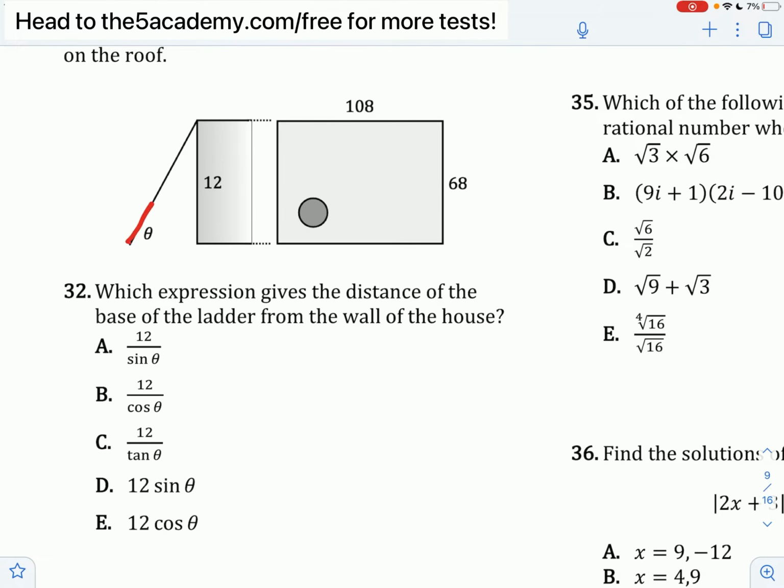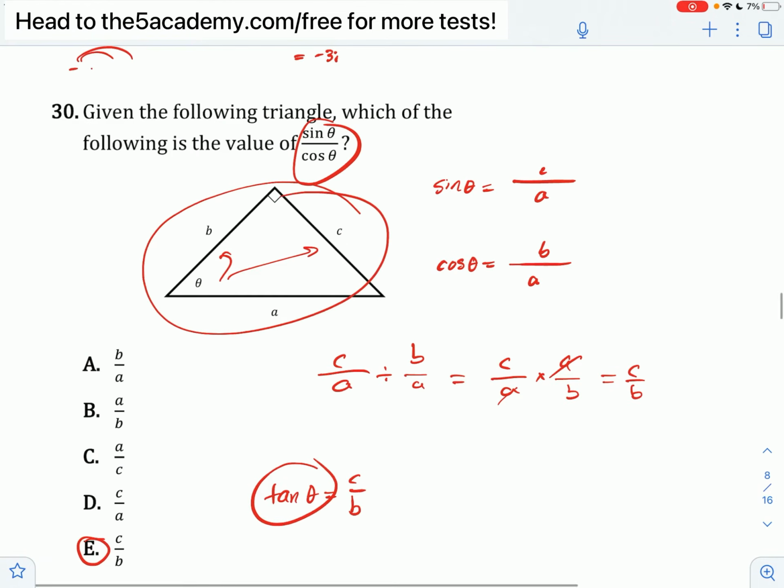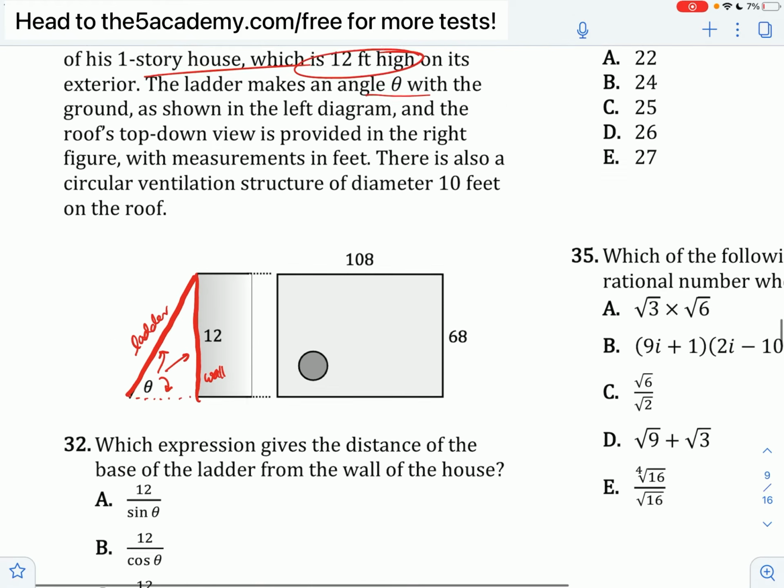So this is the ladder. This is the wall. So we want this distance from the base of the ladder to the wall of the house. Relative to theta, we know this is opposite, hypotenuse, adjacent. Because again, adjacent is the side that's touching. I just broke those 3 down in this problem, number 30. So if you want a definition of each of those, check that out.